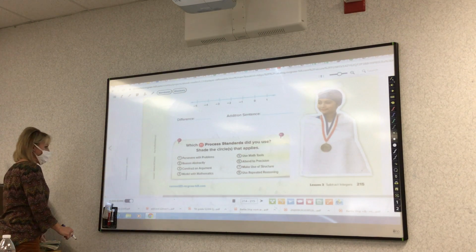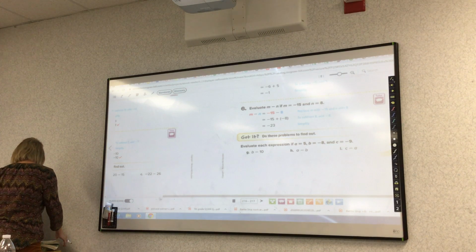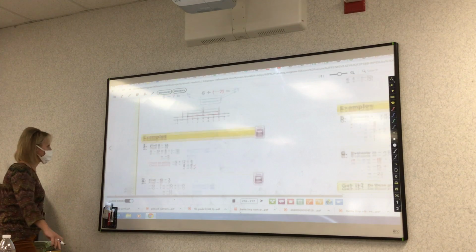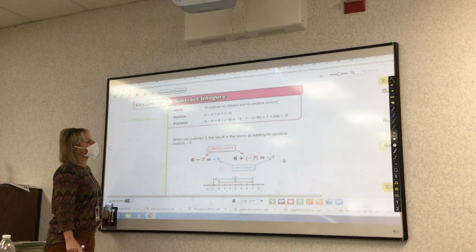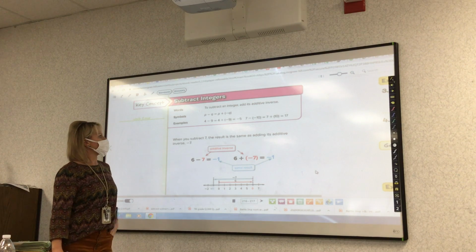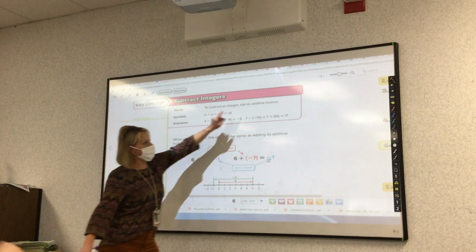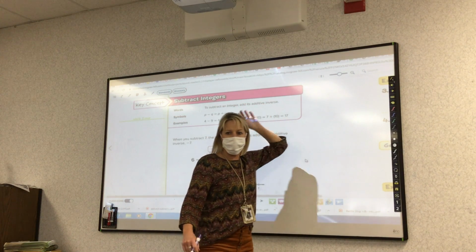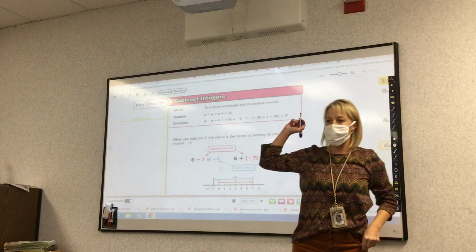Make sure you're turning the page. 216. So it says to subtract an integer, add its additive inverse. Can somebody tell me what additive inverse means in your own words? What do we say, Caitlin?